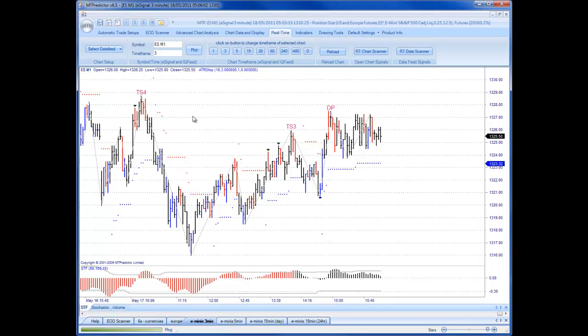And just to show you an example of this and prove why, I want to look at the 3-minute ES, which is the US E-mini. Yesterday, that's for May the 17th. Sorry, I forgot what day we are on there. May the 17th. So here we have just the pure automatic setups in MTPredictor.